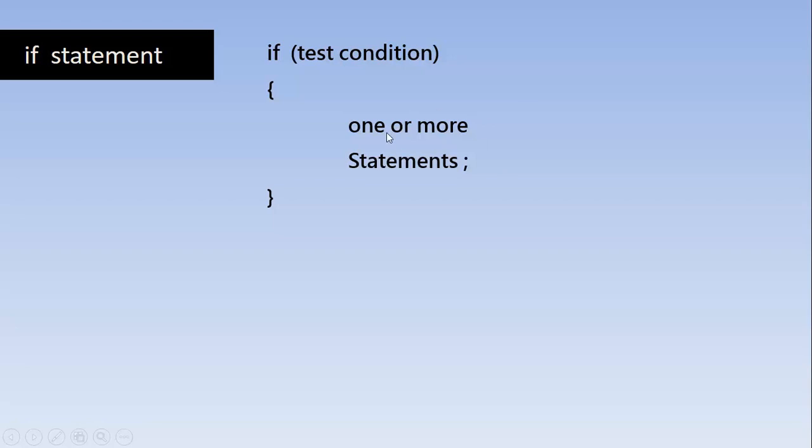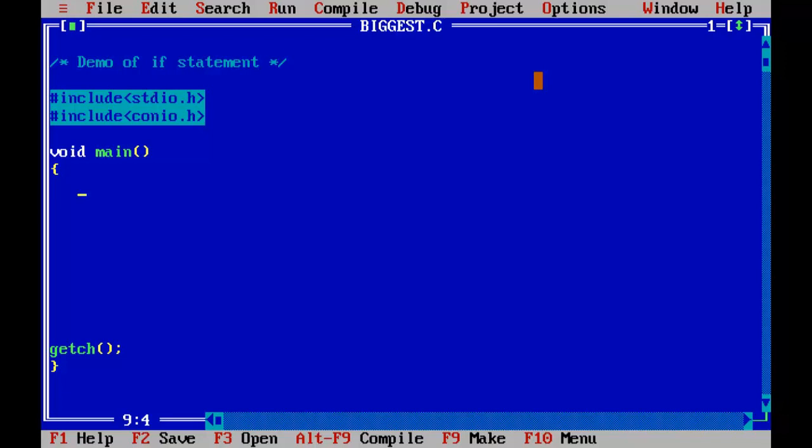Is really 2 more than 3? No, right? So none of the statements will be executed. The entire code will be skipped from the execution, and the next statement of the program is going to be evaluated or executed.